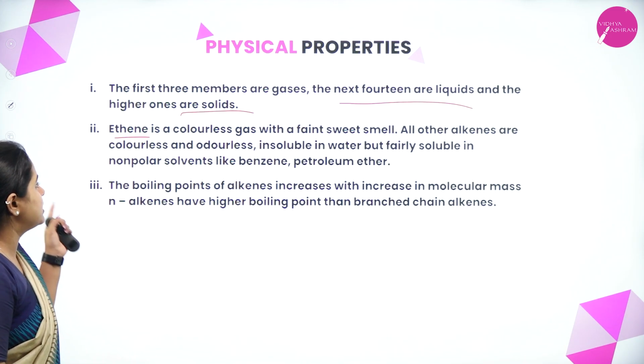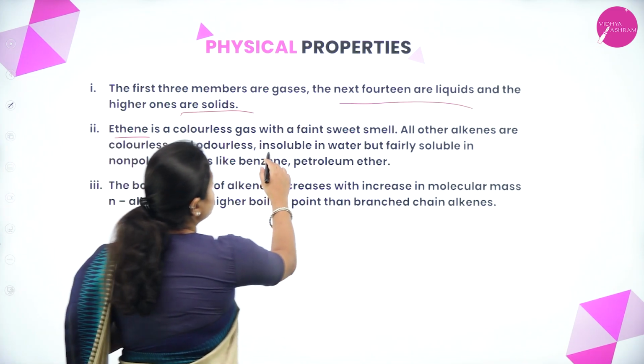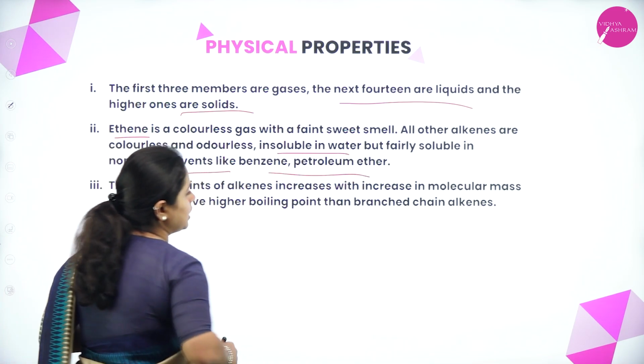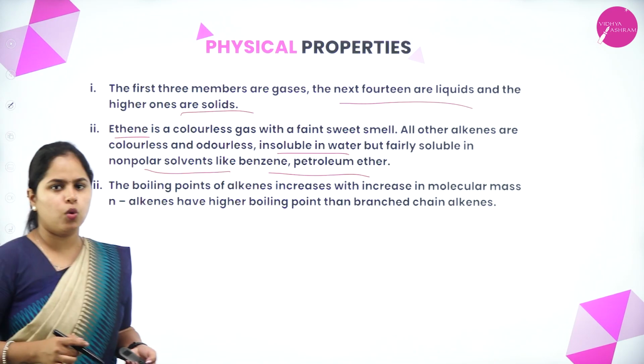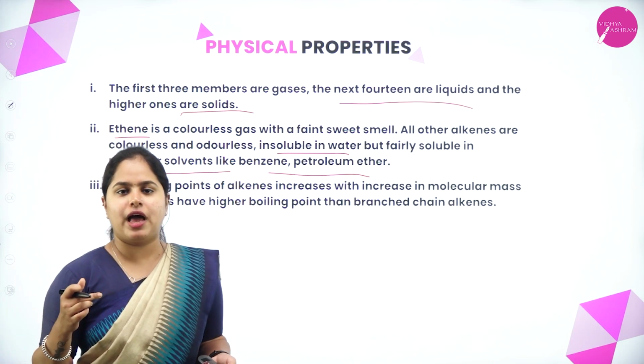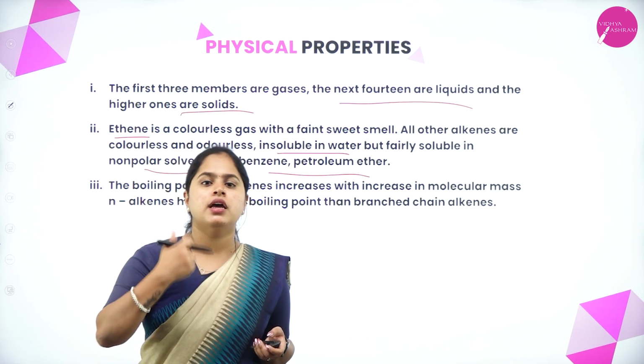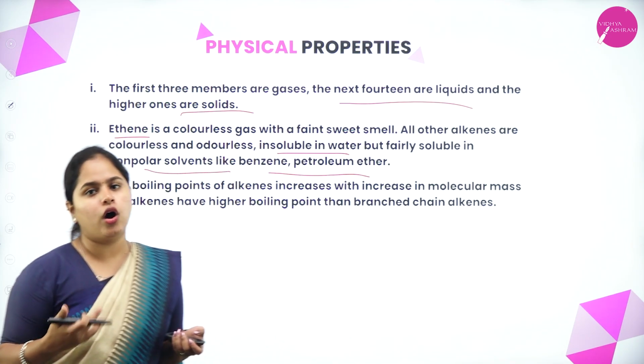All other alkenes are colorless and odorless, insoluble in water but fairly soluble in non-polar solvents like benzene, petroleum, ether, etc. As we have studied in the case of alkanes also, they are not much soluble in water but they are readily soluble in non-polar solvents like benzene or ether, right?